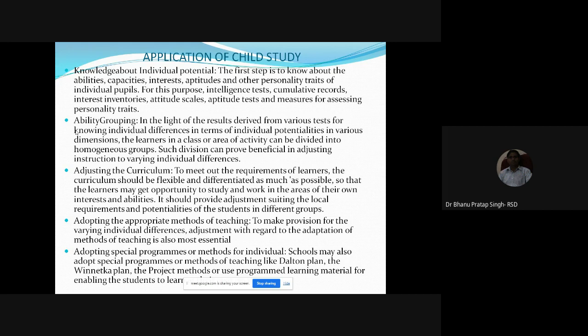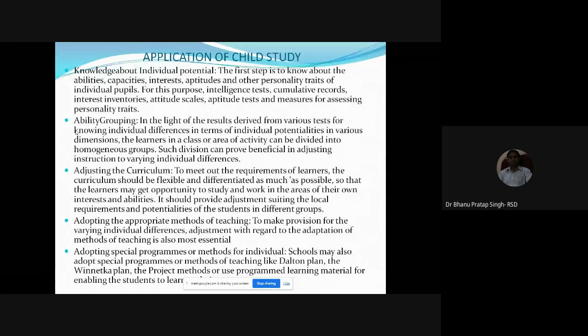Learner is at center. So because of child study, we may be aware of what the requirements of the learner are, and the responsibility of framing the curriculum is given to the society. And in society, the role of teacher, learner, parent and family is very important. Once we are aware of the requirements of the learner, then the curriculum may also be framed as per the requirement of the learner.